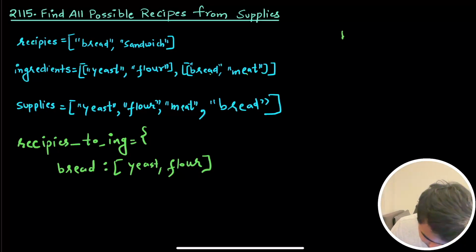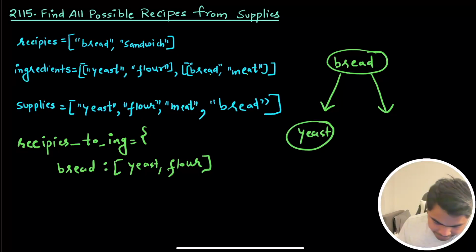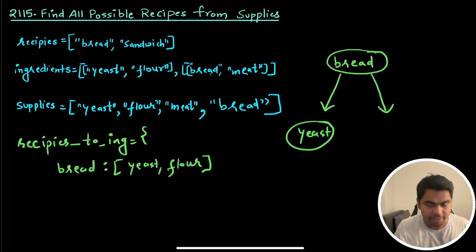So for bread, if this is a node, it basically has 2 requirements. What are those requirements? Yeast and flour. This is a directed graph, by the way, because for creating bread, you need yeast and flour. So there are outgoing edges from bread to yeast and flour, but you can't create flour from bread, right? You can't create yeast from bread. That is why it's a directed graph.